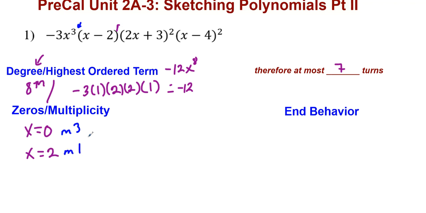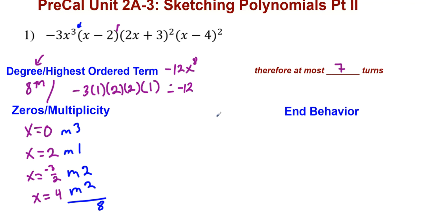And I write it with a little m with a number right there. And then we have 2x plus 3, so I'm going to subtract 3 and divide by 2. So I have x is equal to negative 3 halves. That has a multiplicity of 2. And then my next one, I have x minus 4, so I have x is equal to 4. And that has a multiplicity of 2 as well. If I were to add these up, I better get 8. 4, 6, 8. Okay, that's my degree.